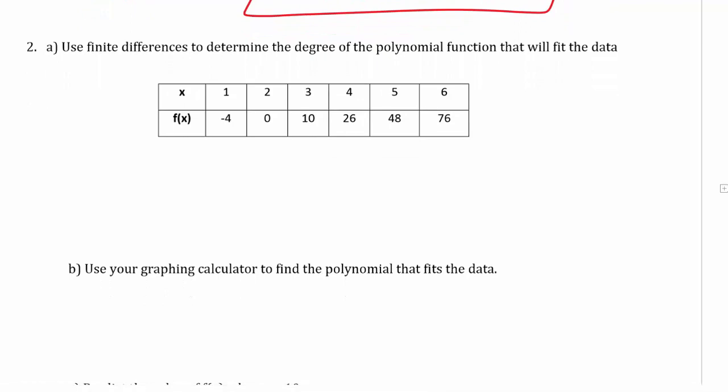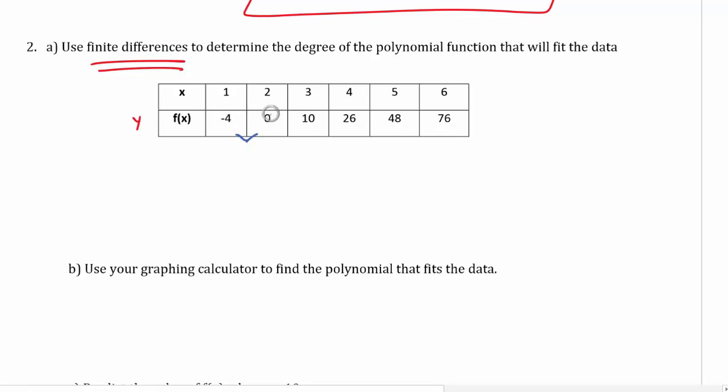Okay, so now use finite differences to determine the degree of the polynomial that will fit the data. Finite differences are the difference between the y values. These are y values, right, f of x, and I need to find the difference between all of them. So I'm going to walk you through this example, and then we'll do another one, and it'll make sense after that.